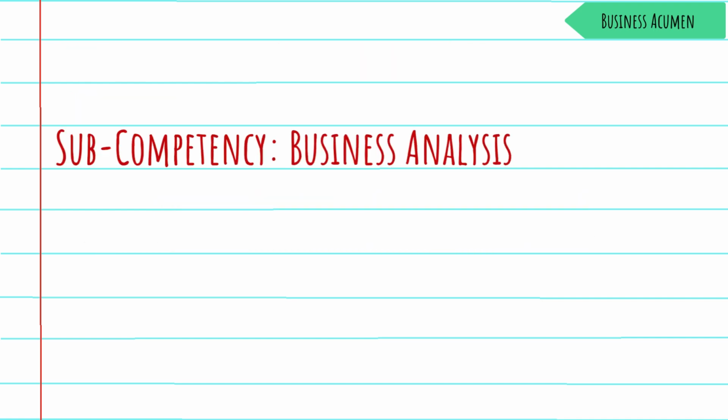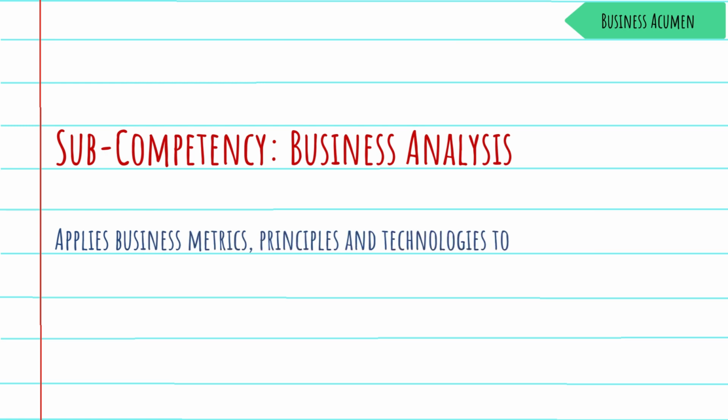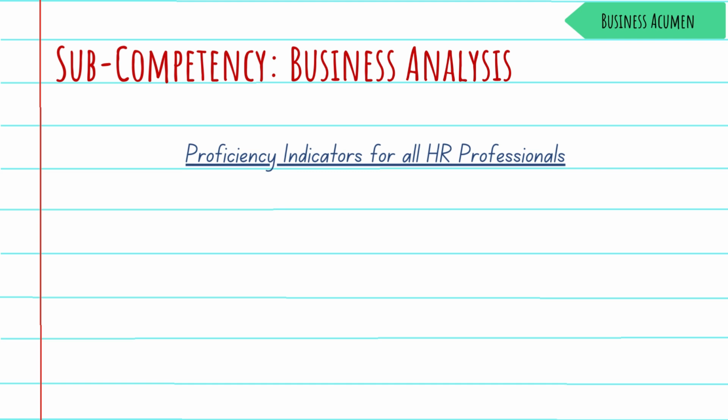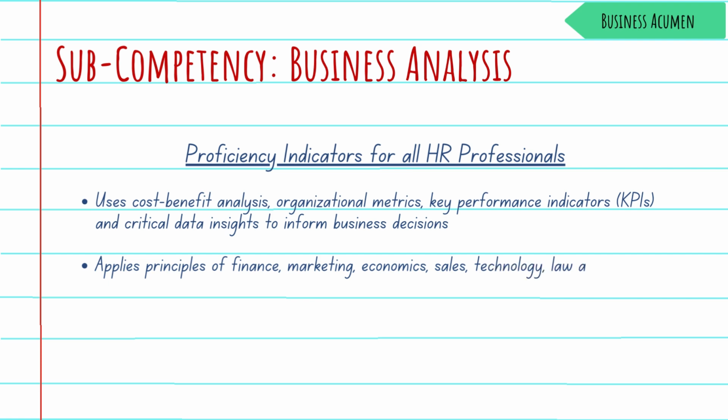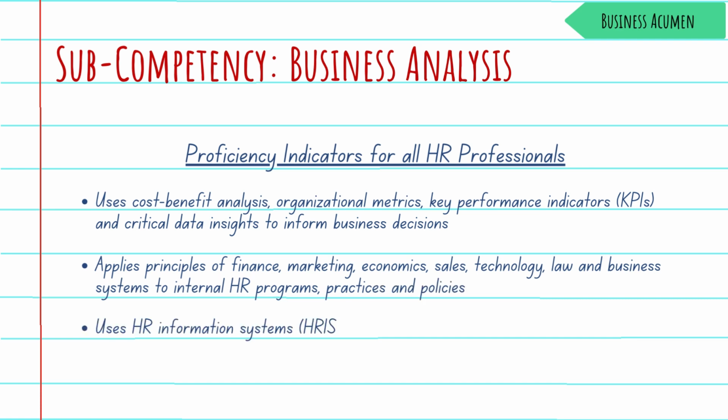Business analysis applies business metrics, principles, and technologies to inform and address business needs. Proficiency indicators for all HR professionals within this competency include using cost-benefit analysis, organizational metrics, key performance indicators, and critical data insights to inform business decisions, applying principles of finance, marketing, economics, sales, technology, law, and business systems to internal HR programs, practices, and policies, and using HR information systems and business technology to solve problems and address needs.